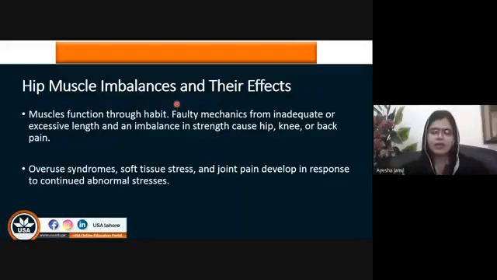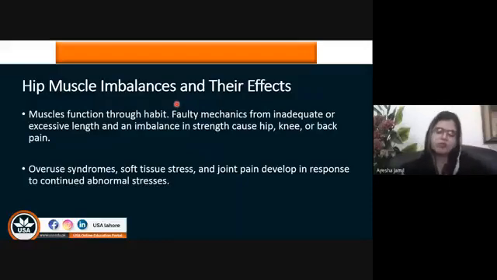This results in a cascade of imbalances, either in length or in the strength of the muscle, and again a disturbed relationship, pain, and increased stress being transferred up and down to the region.